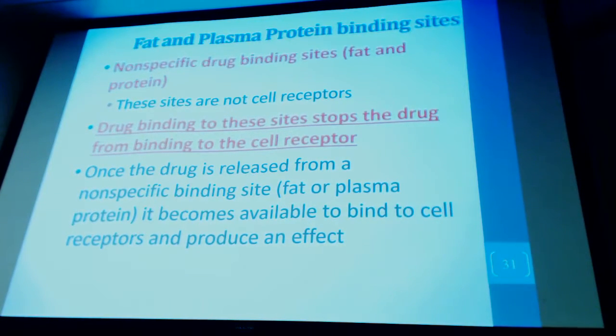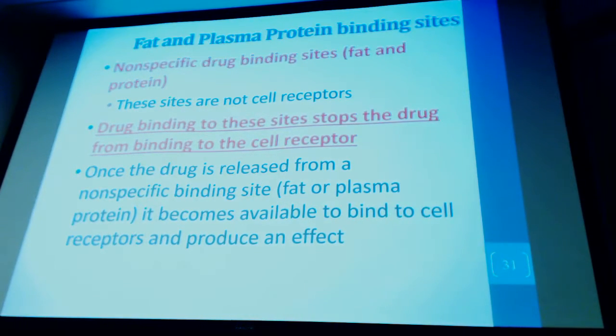Think of these chairs as non-specific binding sites. You're glued to these chairs for 3 hours Tuesday morning. Who was cruel enough to do that, right? You are not active. Once the class is over, you are released from your chairs to go out and be active.